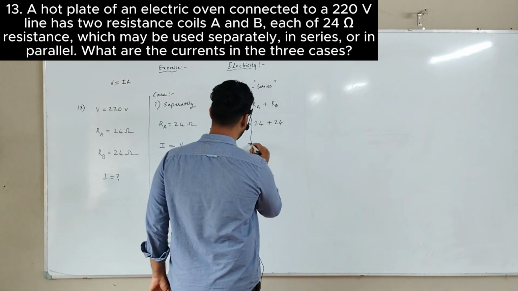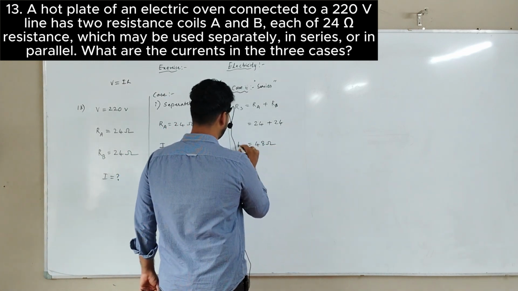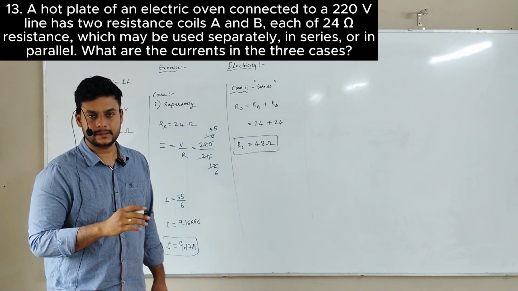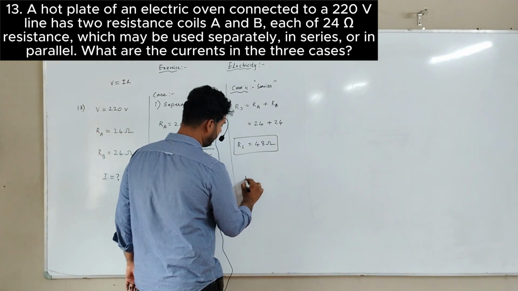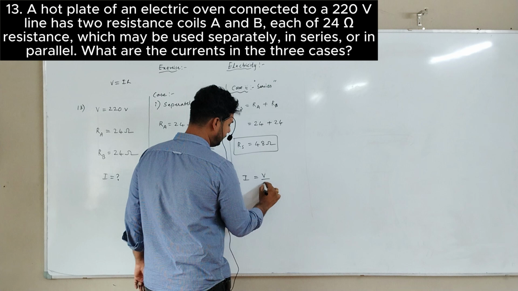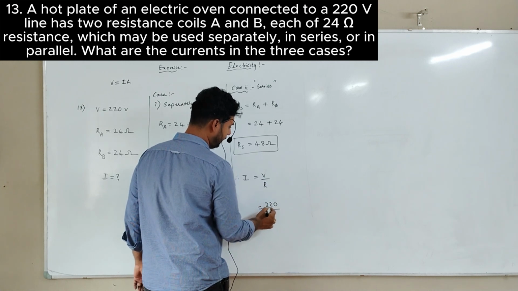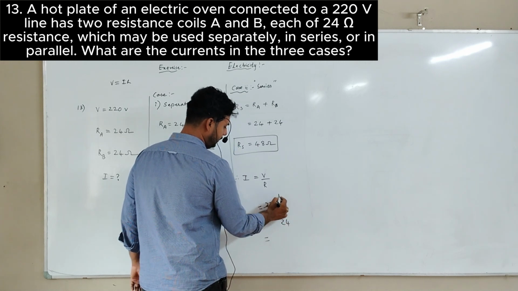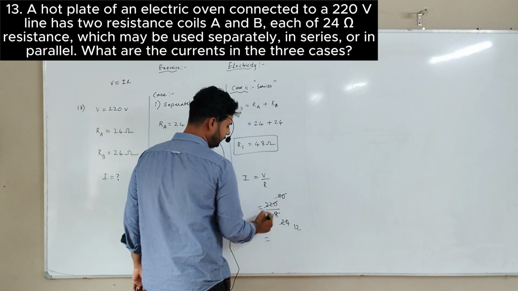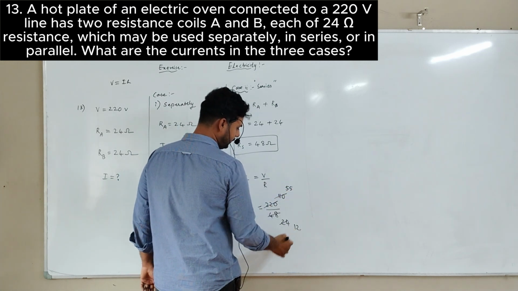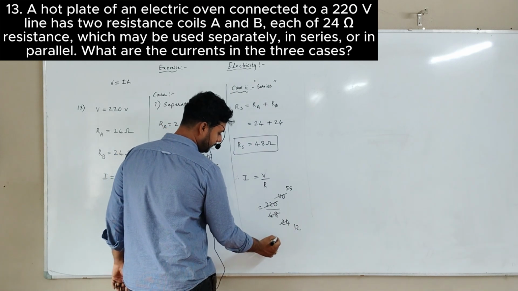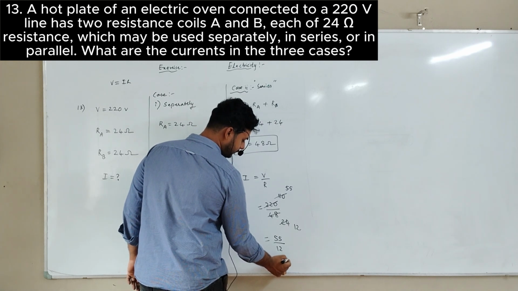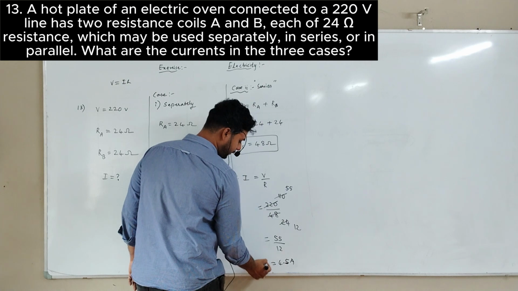And 24 plus 24 is 48 ohm. RS is equal to 48 ohm. So this is in series. Now I should again calculate the current. Current I is equal to V by R. V is constant, V is 220 volt, and resistance is 48. This time, 22 by 4, 11, 10, 12, 55. 55 by 12. Do it. Tell me the answer. 4.5. Check everybody. 4.5 ampere.